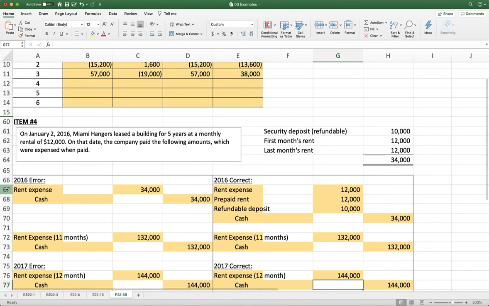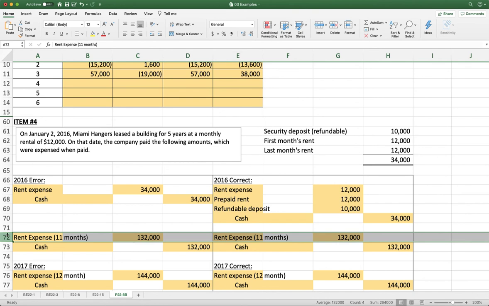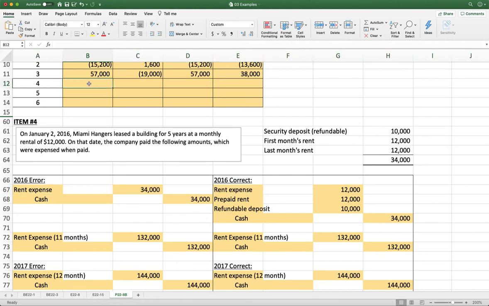Okay, so again, looking at income statement accounts. Here, they got that part right, so we're not so worried about this 11 months of rent expense. That part's right. But if we look at this first entry, they have rent expense of $34,000, and we think they should only have rent expense of $12,000. So that's going to end up being too much expense, which means our net income is going to be understated. So we took too much expense, but not all of that $34,000 is too much. We should have taken the $12,000. So that means we've understated net income by $22,000.